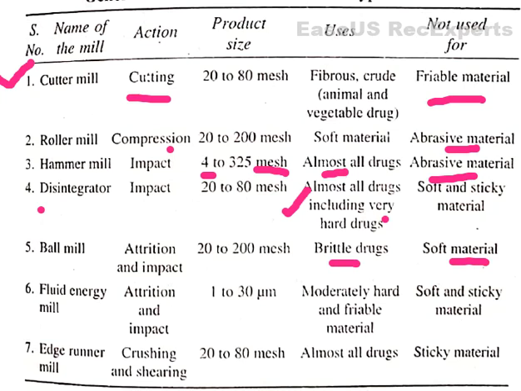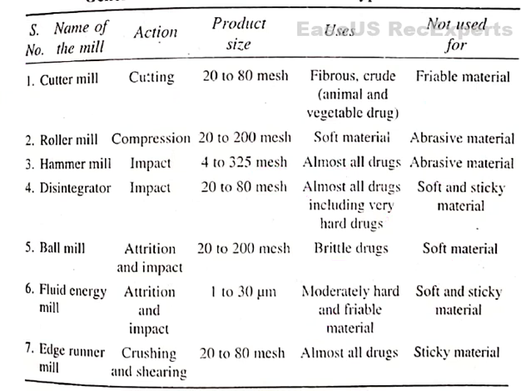Fluid energy mill, attrition and impact, 1 to 30 micrometer, used for moderately hard and friable material, not used for soft and sticky material. Edge runner mill, crushing and shearing. Then product size is 20 to 80 mesh, almost all drugs, not used for sticky material.